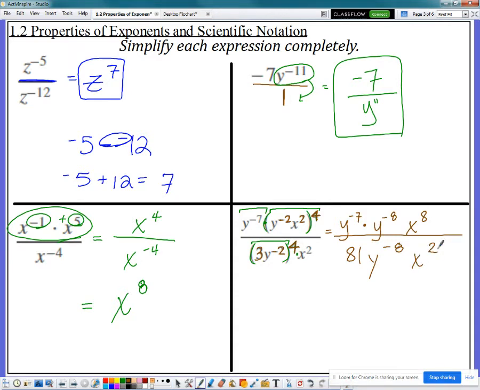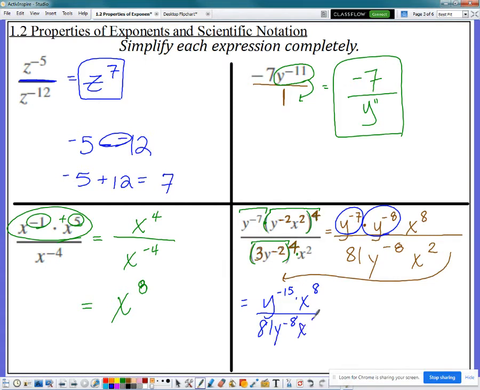All right, then our next step, so we're going to go ahead and just move it on over here. We're going to try to simplify this by combining like terms if possible in the numerator. So in the numerator, I can combine these two because when you're multiplying, you can add exponents and you get y to the negative 15th times x to the 8th over 81 y to the negative 8 x to the 2nd.